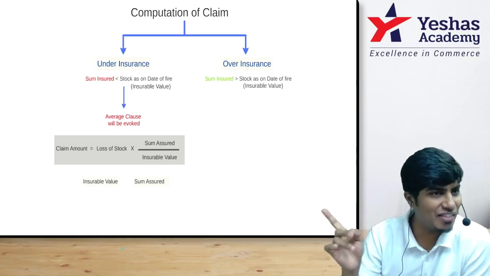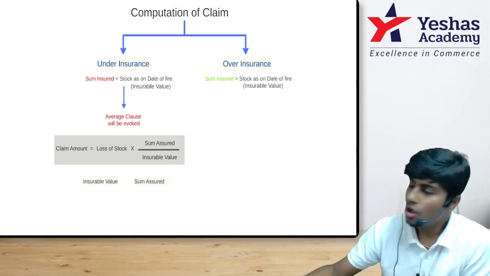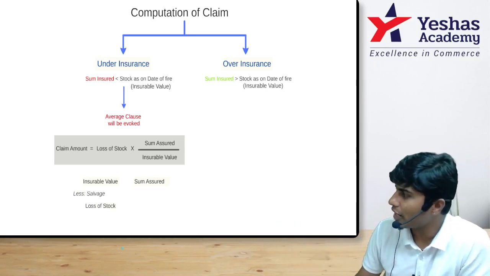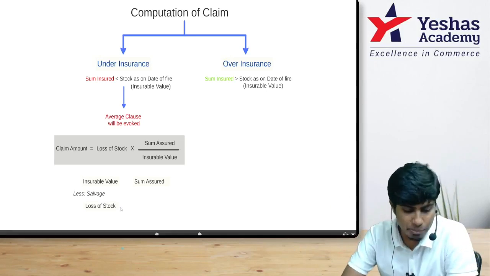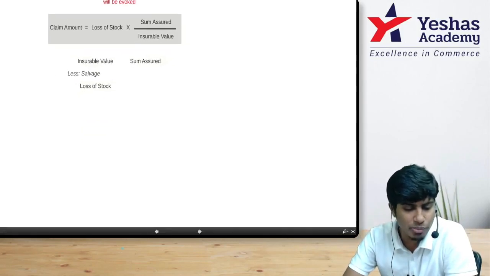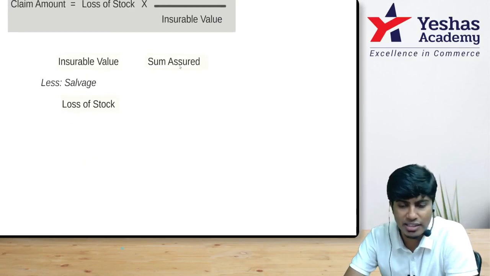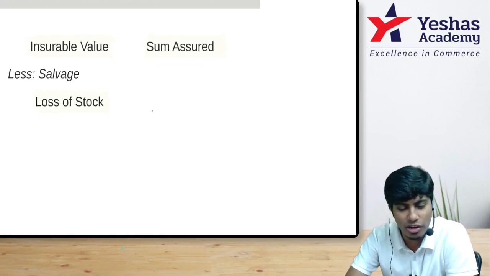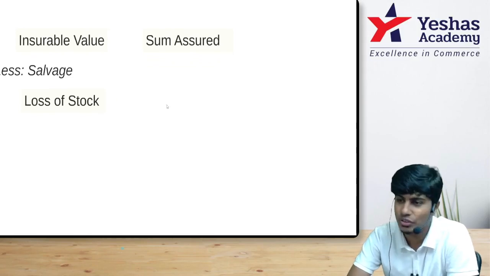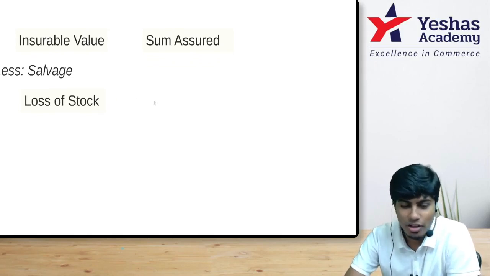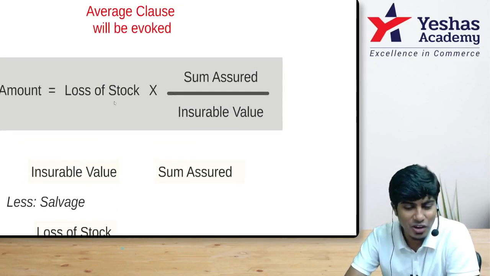So if there is salvage, we deduct salvage from the insurable amount. Once we deduct salvage from the insurable amount, we get the loss of stock. We should have taken the policy for the insurable amount, but you've taken the policy for this amount. Now you tell me what the formula is. How do you find the claim? Loss of stock multiplied by sum assured divided by insurable amount.